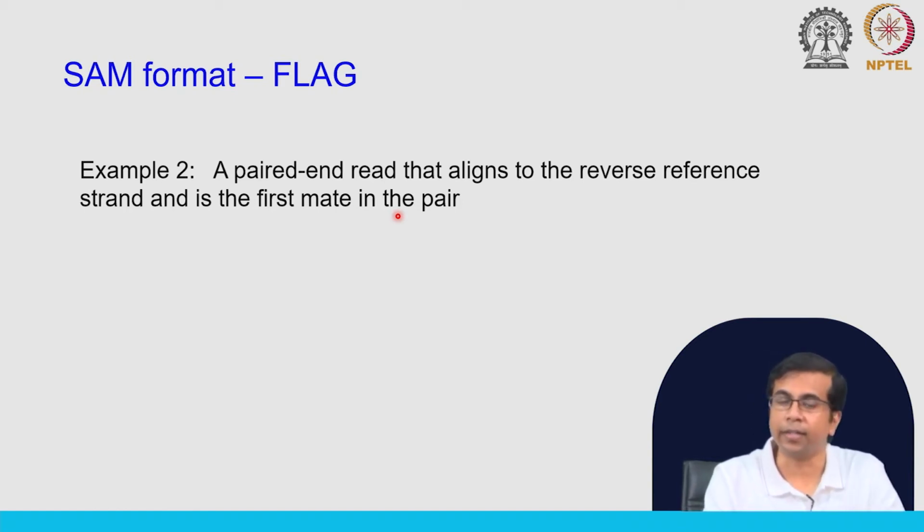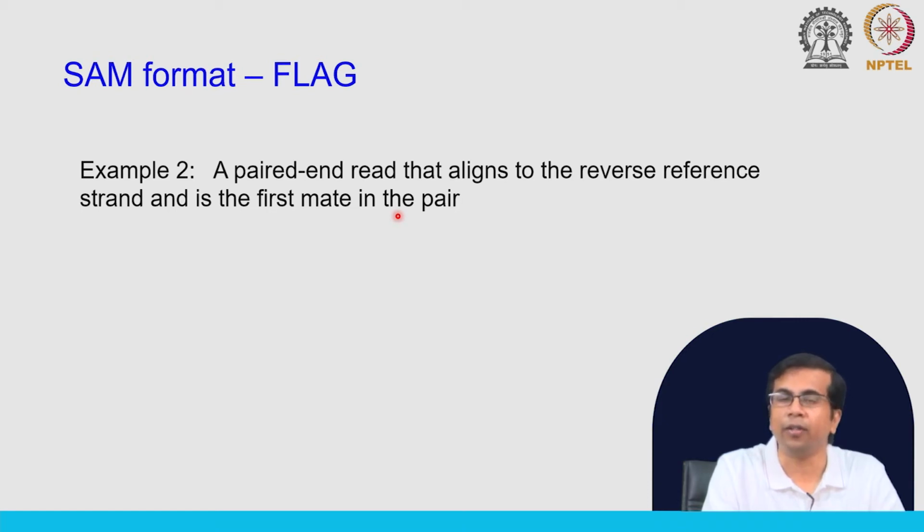Okay. So, this is a more interesting situation. We have a paired end read that aligns to the reverse reference strand and is the first mate in the pair. So, there is a lot of information. It is paired end data, which means there will be a lot of flags that could be applicable. It also gives the information that this read aligns to the reverse reference strand.